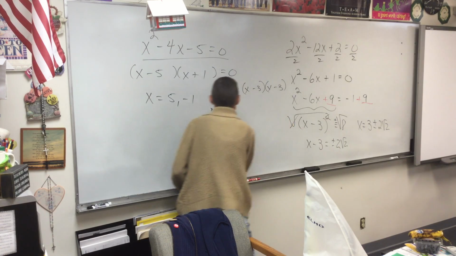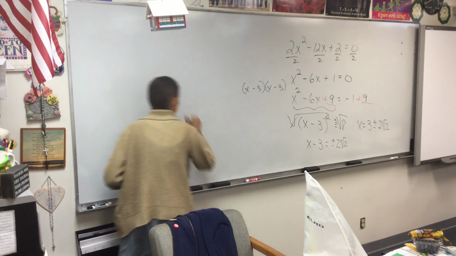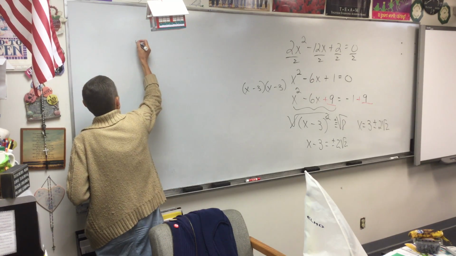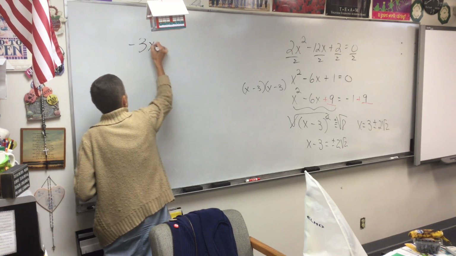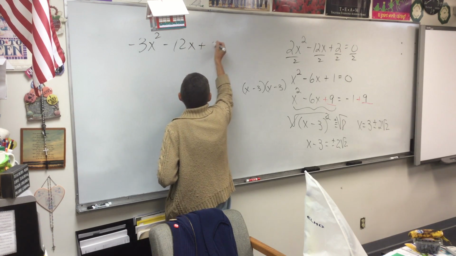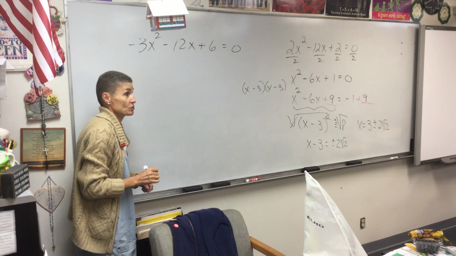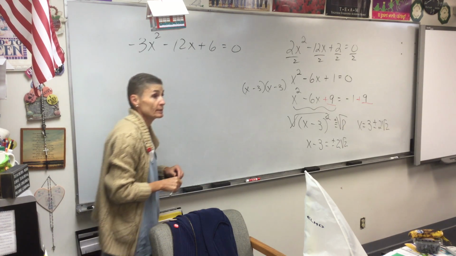All right, try one with your partner real quick. We'll do one more completing the square, then I have one more thing I want to touch base with you on. So do this one with your friend. How about this? Negative 3x squared minus 12x plus 6. I want you to practice completing the square.